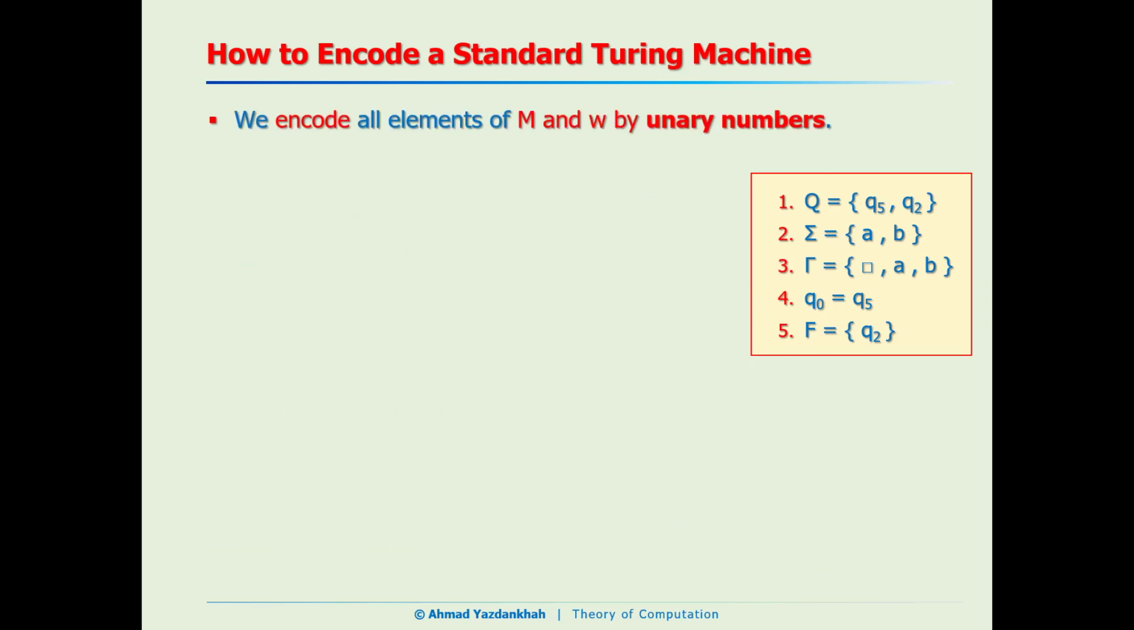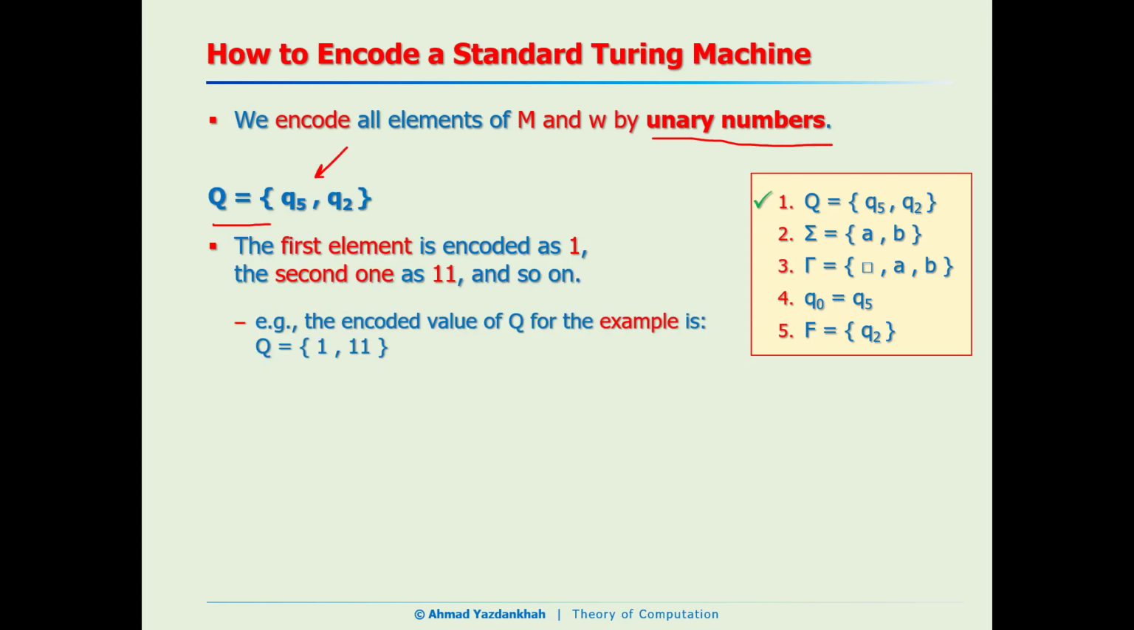We are going to use unary numbers because of their simplicity. For encoding the set of the queues, here is one rule. The first element is encoded as 1, the second element is encoded as 1, 1, and we can continue this way. So for this example, Q is 1 and 1, 1. So this is actually the Q5, and this is for Q2.